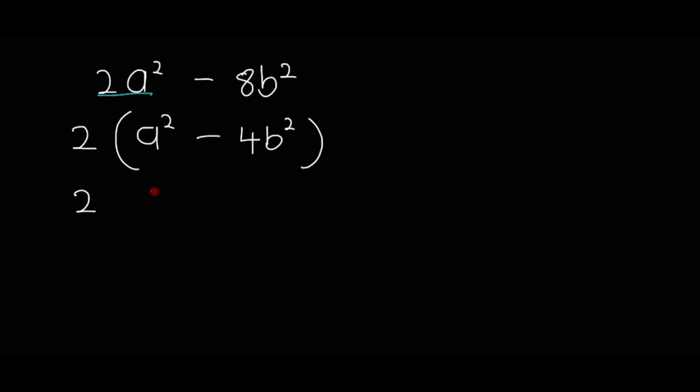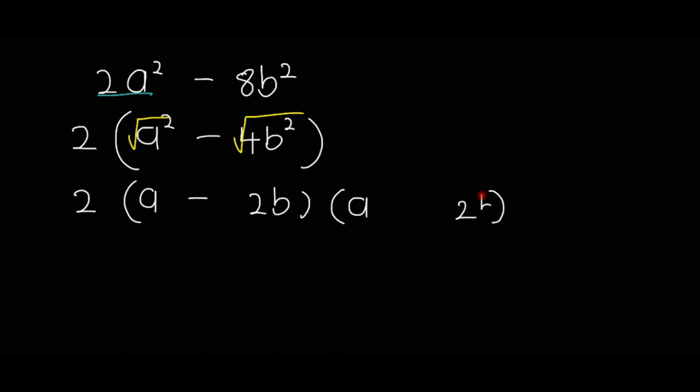So these two we leave outside, and then inside we will have two brackets, and then the square root of a squared, and then the square root of 4b squared. So the square root of a squared gives us a, and then where we have minus, and then the square root of 4b squared we get 2b. So we do the same thing, a and 2b, and then where we have plus. So this is our final answer.